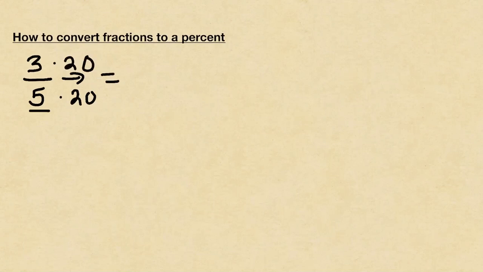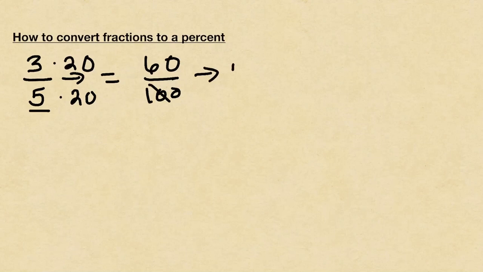So let's say I have 3/5. Well, I could easily convert this 5 and turn it into a 100. So what would I need to multiply the 5 by in order to turn it into 100? It'd be 20. So what I'm going to do is I'm also going to multiply the top numerator by 20, and I would get 60 over 100. So 100% is what we're looking for. So all you need to do is move this over and you have 60%.